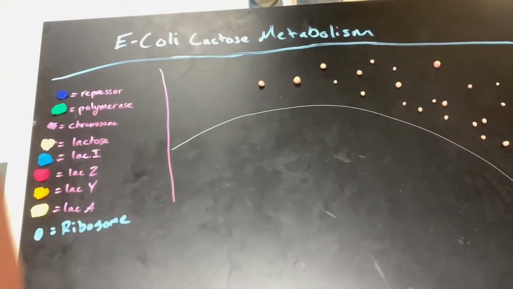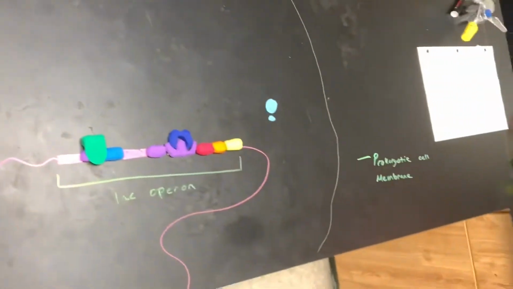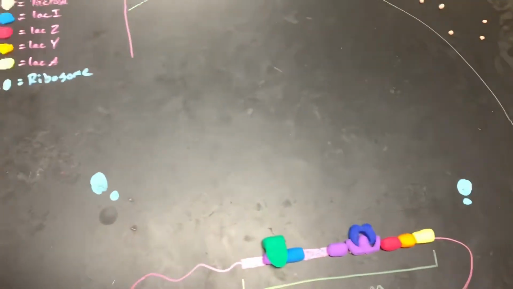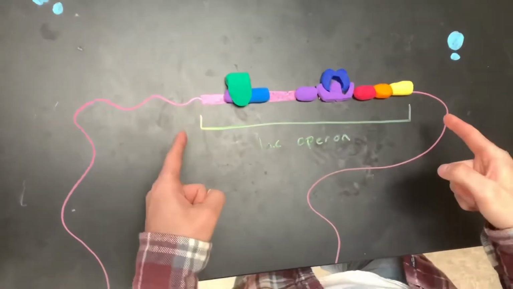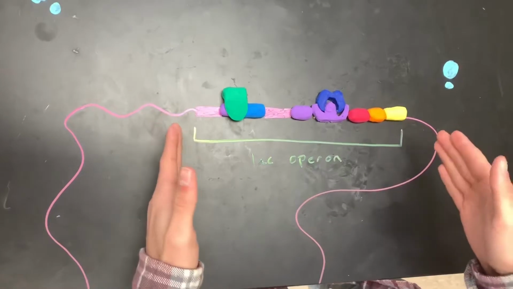Alright, so we're doing E. coli lactose metabolism in prokaryotic cells. So we have our portion of DNA here. See, they have the loop DNA, and this is the operon portion that we're dealing with that goes with lactose.